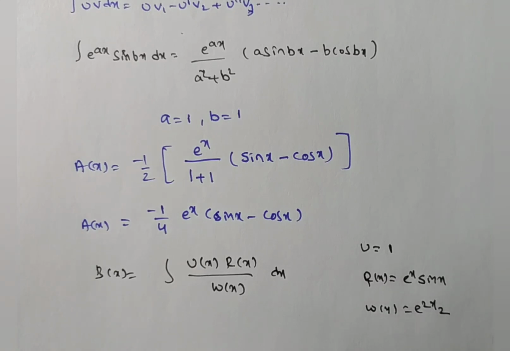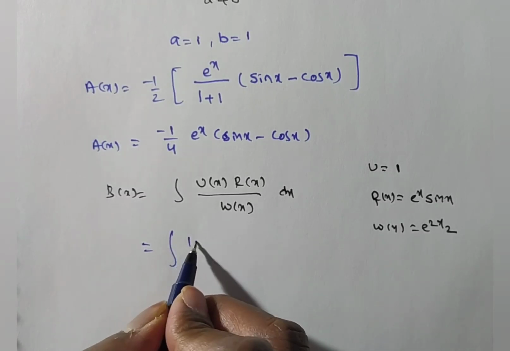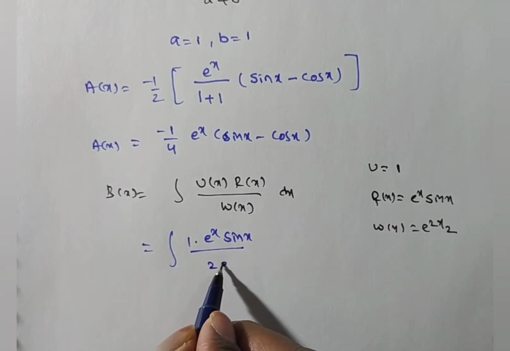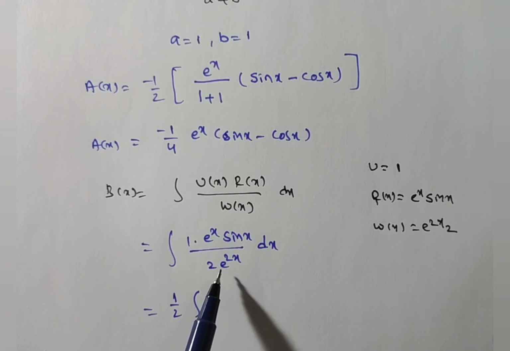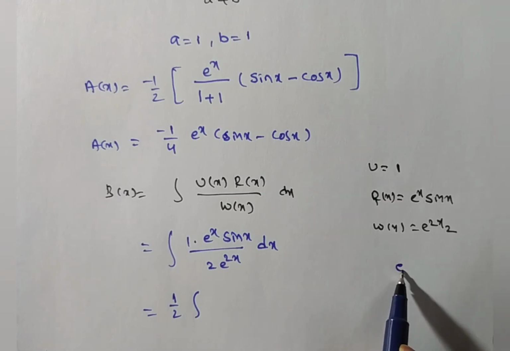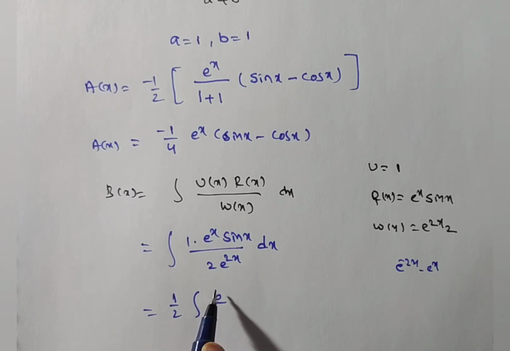Okay, now we have to substitute all these values, then we will get integral of u is equal to 1 into r of x, which is e power x into sin x, by w of x, which is 2 e to the power of 2x, into dx. Now denominator is containing e power 2x, numerator is containing e power x, and this 1 by 2 is a constant I can write outside. Now the denominator e power 2x I can take to the numerator, then I will have e to the power of minus 2x into e power x. So bases are equal, then powers should be added. So e power minus 2x plus x means e power minus x into sin x dx.